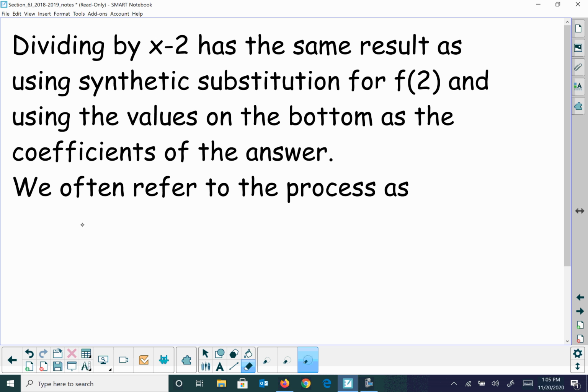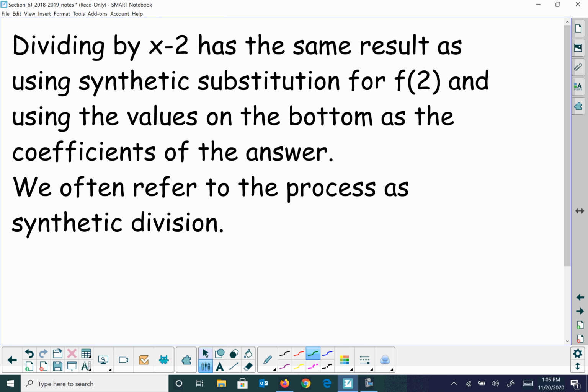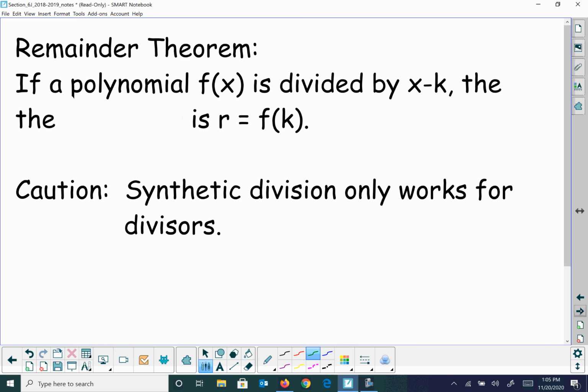So dividing by x minus 2 has the same result as synthetic substitution for f at 2. And using the values on the bottom as the coefficients of the answer, we often refer to this process as synthetic division. So synthetic division is a pretty friendly thing to do once you get the gist of it down.